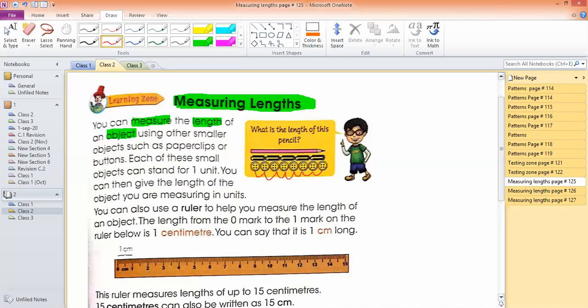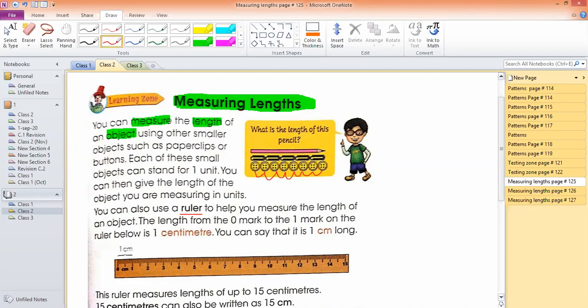Let's move further. You can give the length of objects you're measuring in units, and you can also use a ruler to help you measure the length of an object. Except for these smaller objects, you can also use your ruler, which will help you to measure the length of any object. If you don't have a ruler, you can use smaller objects like buttons and paper clips. And if you have a ruler, you can use the ruler also to measure.